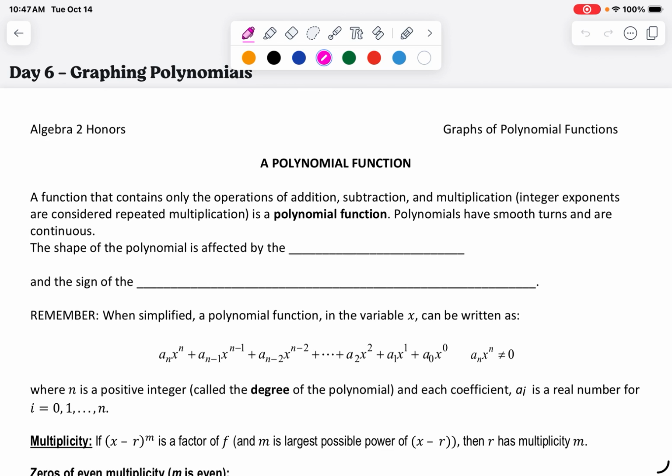Also, when you're looking at a polynomial function, it has real coefficients and integer exponents. Right? The shape of a polynomial is affected by its degree and the sign of the leading coefficient. So this will tell us what our end behavior is too. The degree and the leading coefficient tell us our end behavior, meaning what the ends of the graph look like.